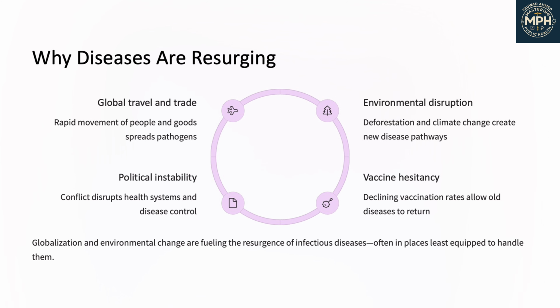Why are diseases resurging? Why are these infectious diseases making a comeback? There are 4 major drivers. Global travel and trade: infections can now cross borders within hours. Environmental disruption: deforestation, climate change, and habitat loss bring humans and animals closer together. Vaccine hesitancy: fear, misinformation, and declining trust reduce immunization coverage. Political instability and weak health systems: conflict and resource gaps delay response. Together, these forces weaken our defenses and allow old and new diseases to spread more easily.